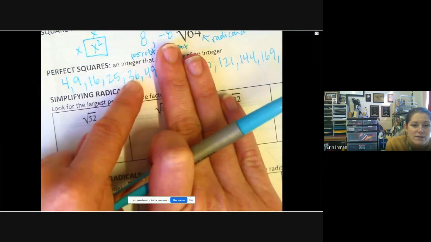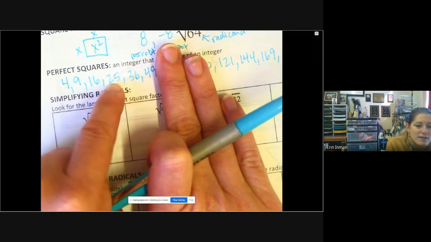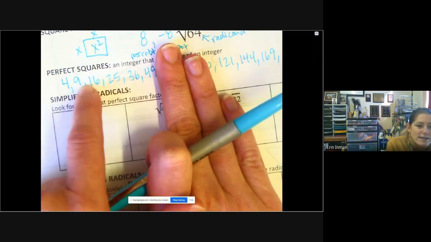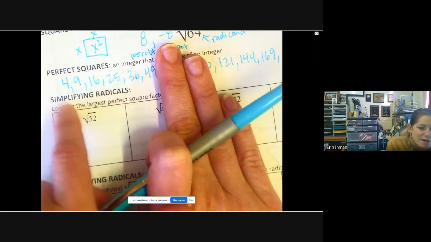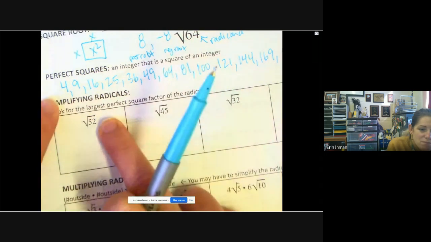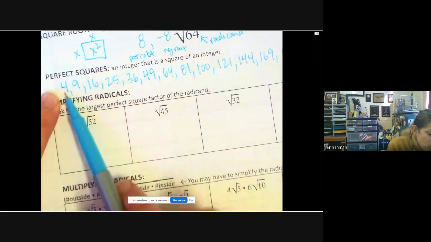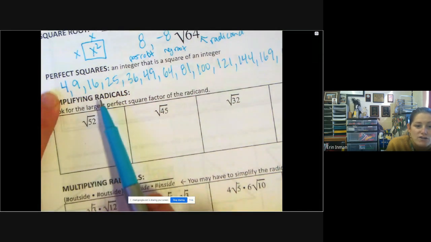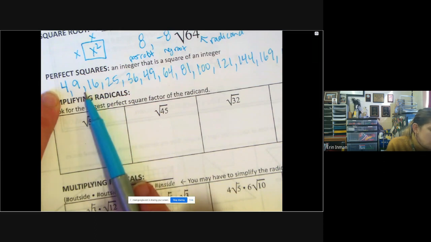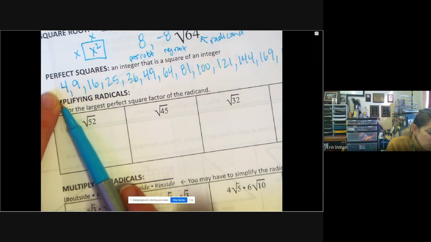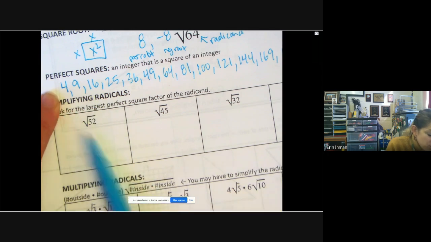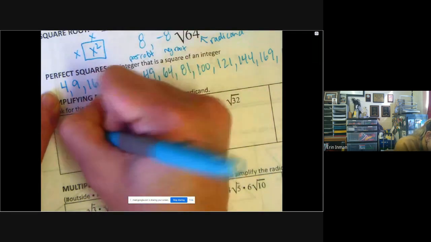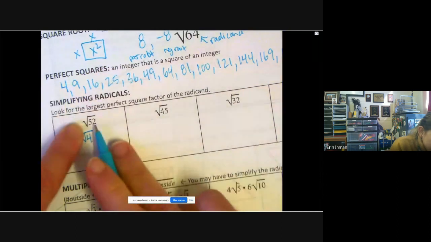49 doesn't, 36, no, 25 is no, because it's 2 times 26. 16, no. Usually for even numbers, I try 16. You always want the largest one. So 16 doesn't, because 16 times 3 is 48. 9 doesn't go in because 9 times 6 is 54. So 4 goes into 52. And let's see, 4 goes into 52 thirteen times.